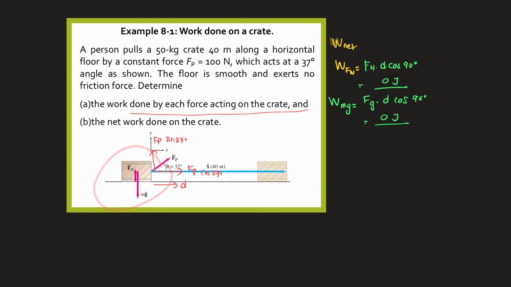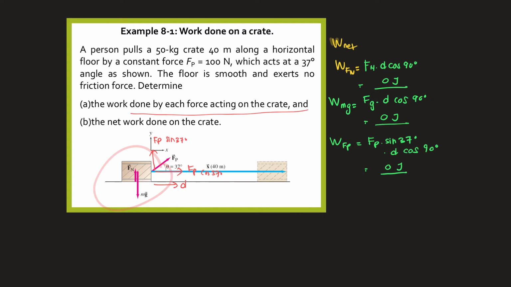Okay, so how about Fp sine 37? The work done by the push force, you are going to write it in two parts: one is the vertical part and the other is the horizontal part. So I'm going to find the work done by the vertical part first, which is going to be Fp sine 37, and then you multiply with displacement, and don't forget your cos theta here is going to be, yes, 90 degrees also. Okay, so you are going to get 0 joule.